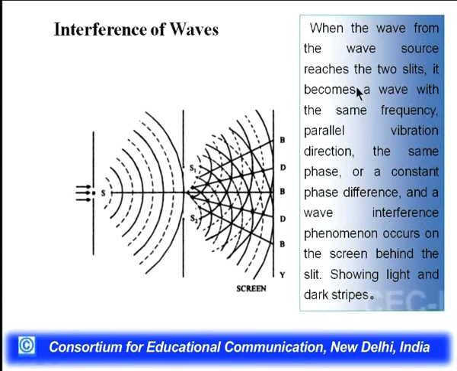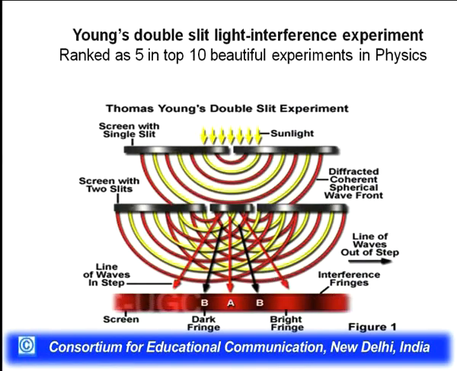When the wave from the wave source reaches the two slits, it becomes waves with the same frequency, parallel vibration directions, and the same phase or a constant phase difference, and the wave interference phenomenon occurs on the screen, as we see, showing the bright and dark points. When they interfere constructively, we get the bright point. When they interfere destructively, we get the dark point. So simultaneously we get the dark and bright points on the screen. This we can define by Young's double slit experiment, which is also an interference experiment.